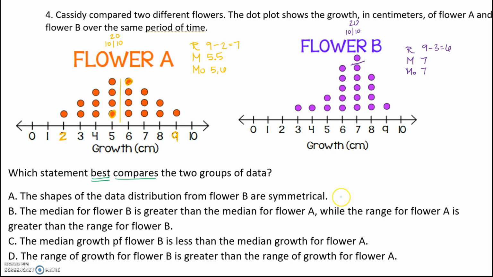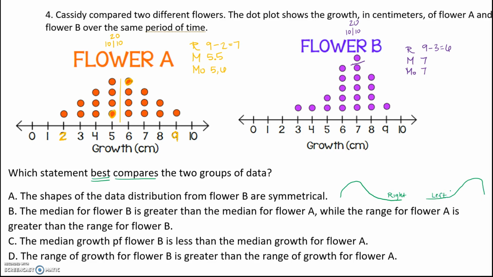And then remember, we talked about the tail of the dragon or the valley. So if the mountain is over here and the tail is on the right, then it's skewed to the right. Okay. But if the valley is here and the mountain's over here, then it's skewed to the left.